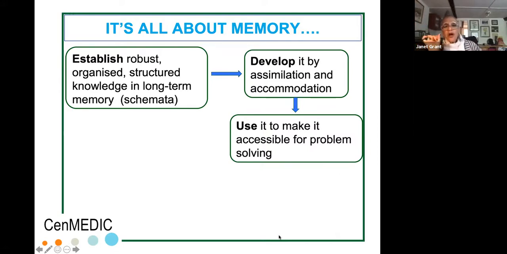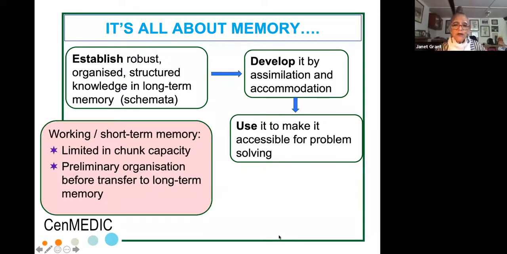All you need to know is that you've got to establish robust, organized, structured knowledge in long-term memory, into which they can take new memories, new information, assimilate it, and then by using it in practice, those memories get accommodated, change, suitable for practice. But the first thing is to establish well-structured knowledge. And people will then use that to make it accessible for problem solving.